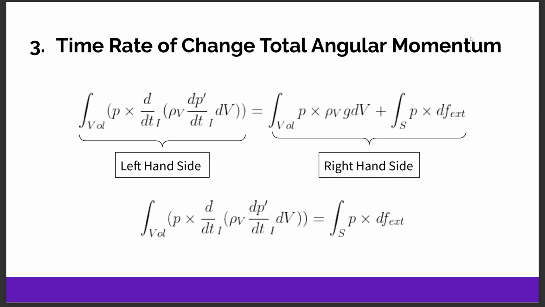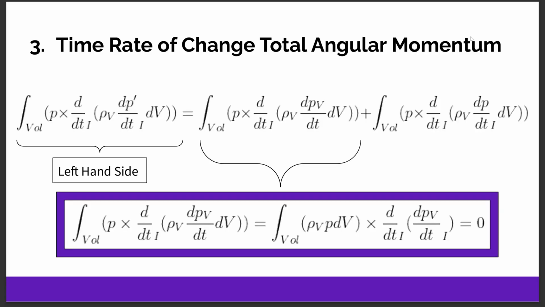An additional simplification that you can make on the right is that the volume integral of p cross rho v times g times dV can be rearranged as the volume integral of p times rho v times dV, cross g. And the term on the left, that is the volume integral of p times rho v times dV, is actually the first moment of mass, and we figured out in the last lecture that this was equal to 0. So that whole term is equal to 0, and you're left with what you have at the bottom.